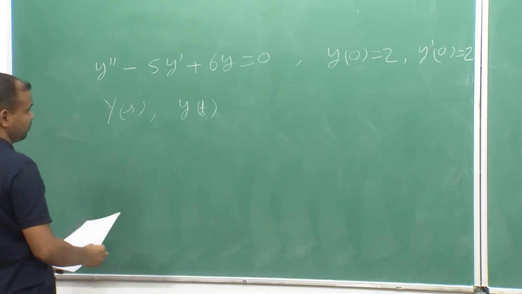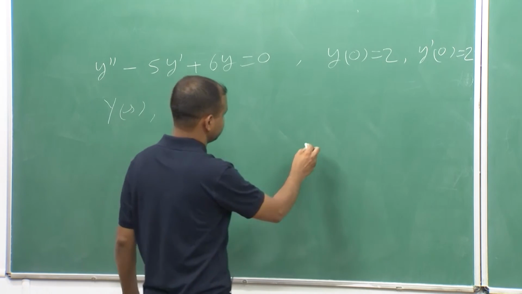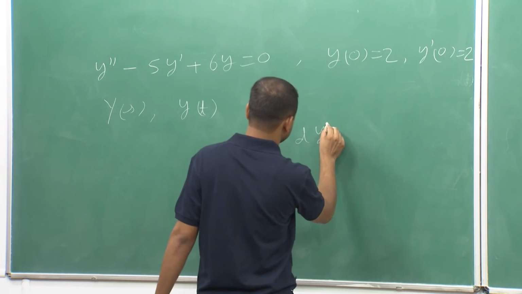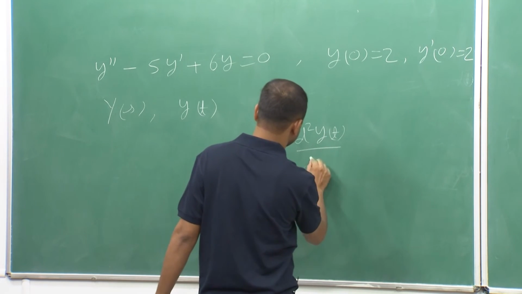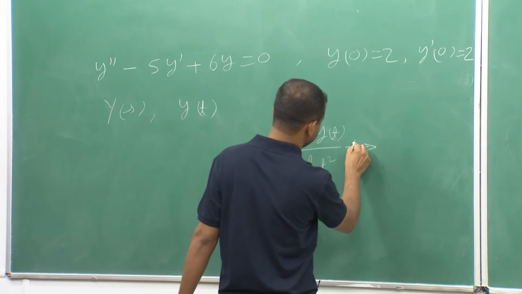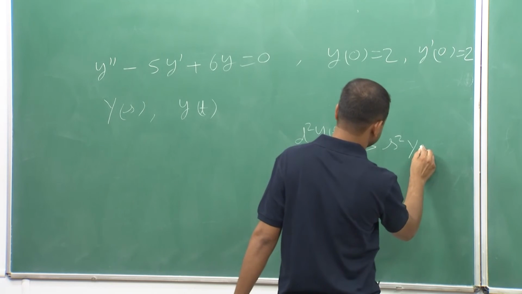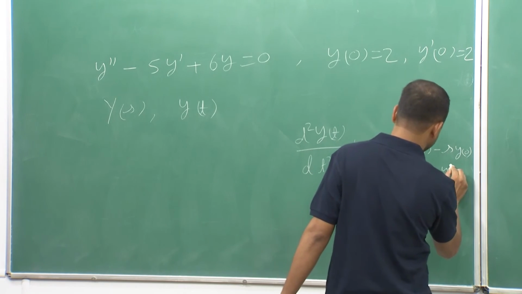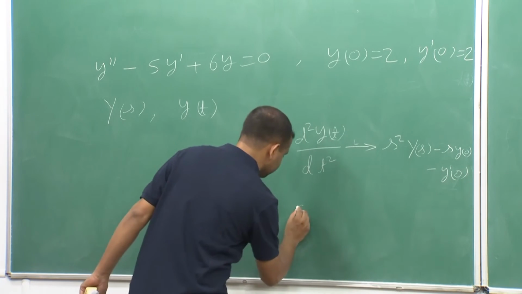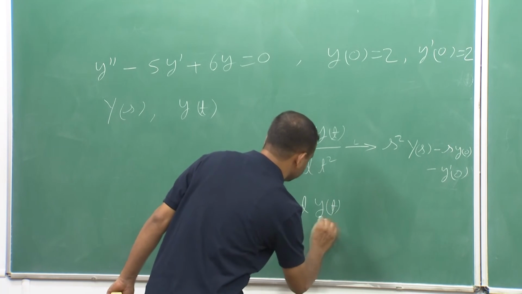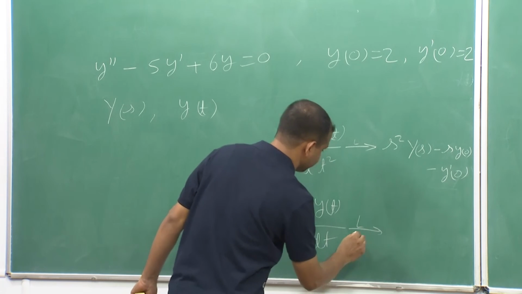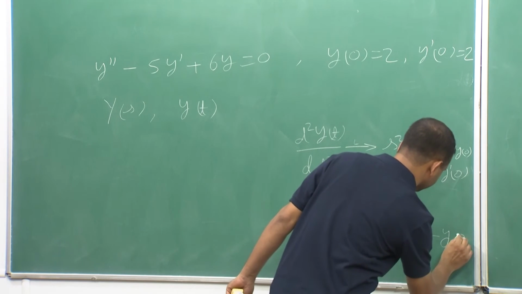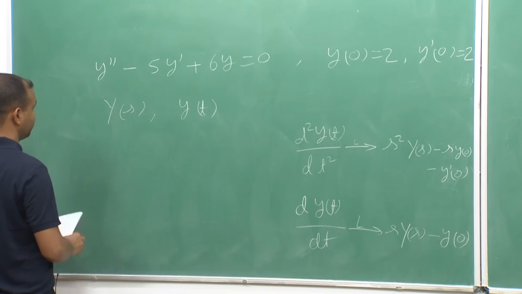So, by taking the Laplace transform, we can use the formula, the Laplace transform of d square y of t by dt square is given by s square y of s minus s y of 0 minus y dash of 0, and the Laplace transform of dy of t by dt is given by s y of s minus y of 0.